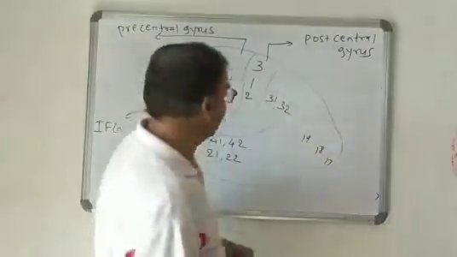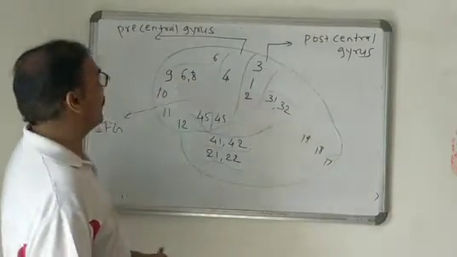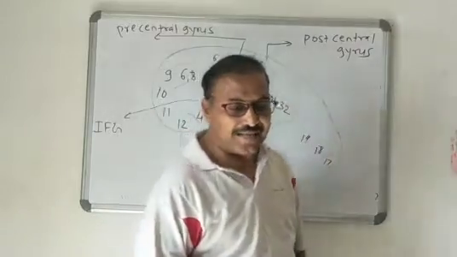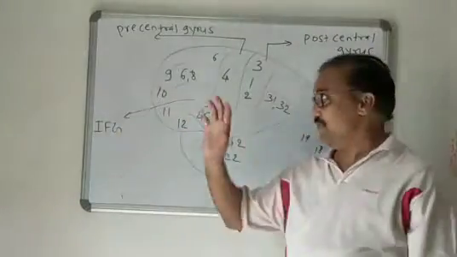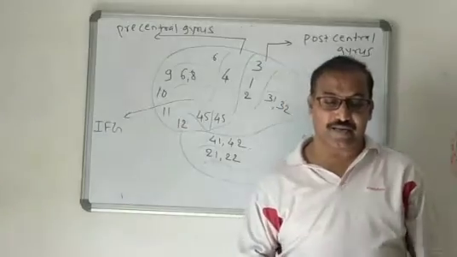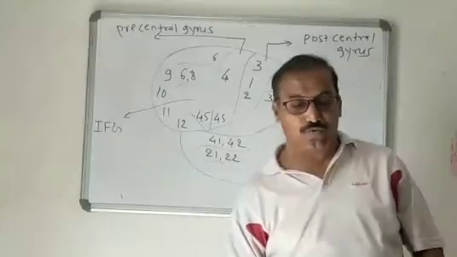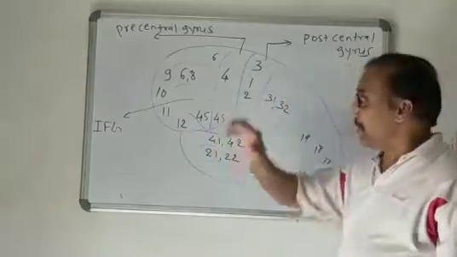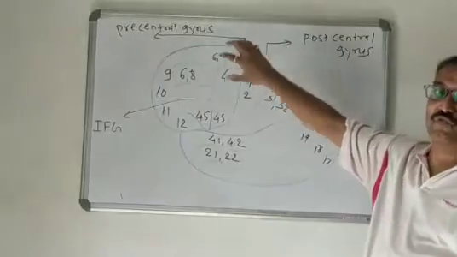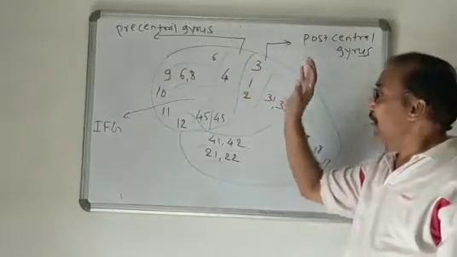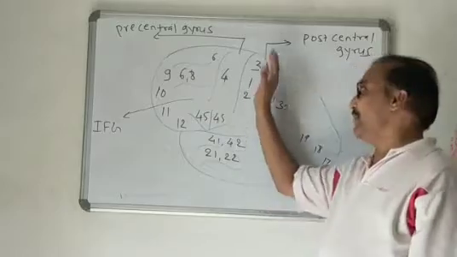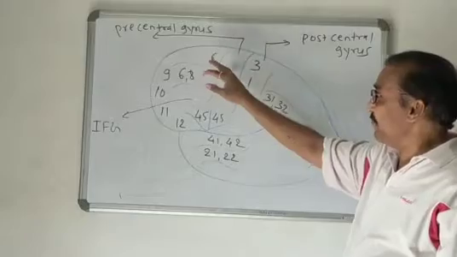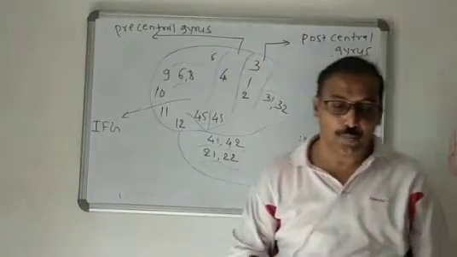Then the next area is area number 4. Area number 4 is present in the precentral gyrus. That area is called the motor area. It is a very important area. That area gives rise to the corticospinal tract. All descending tracts begin from area number 4. Remember, all ascending tracts end in area 3, 1, 2 and all descending or motor tracts begin from area number 4. So this is the motor area.